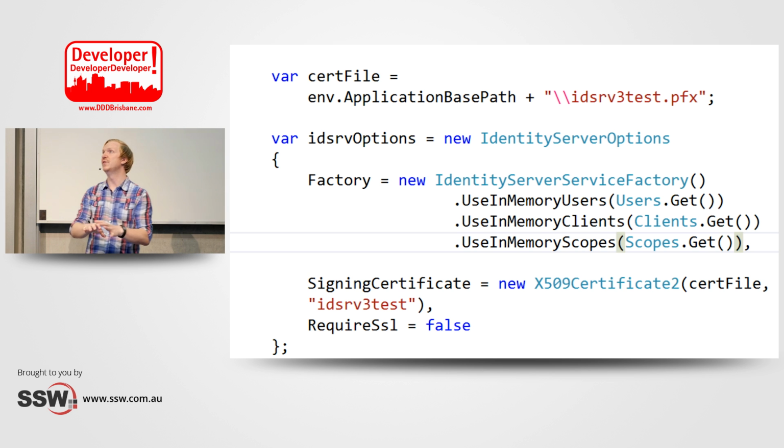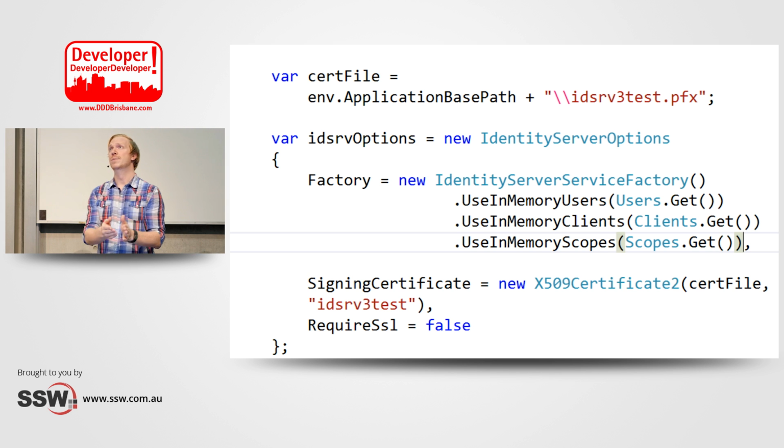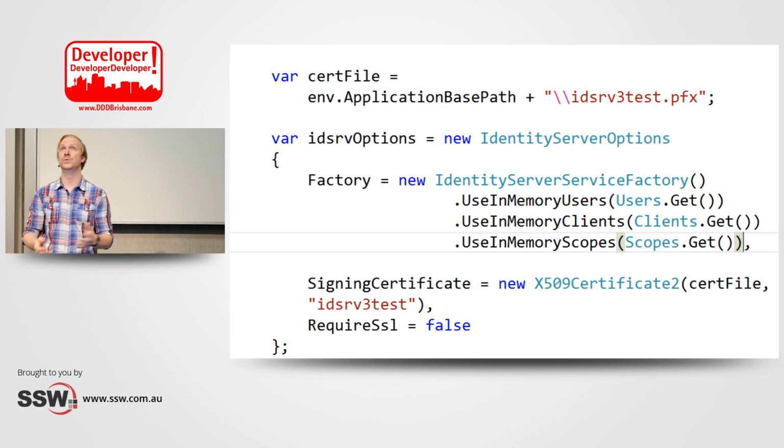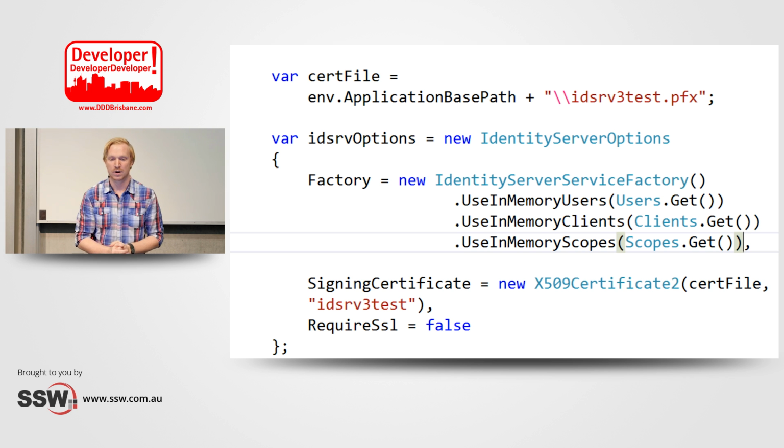All I'm doing here is using in-memory patterns. So I've got static classes with static lists with clients, scopes, and users. You could imagine, though, that you can set this up pointing to SQL Server, pointing to a document database, or pointing to something else. You could really extend this as you like.